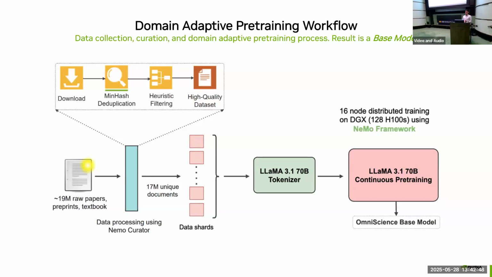And a really important part of this process is going to be the data processing. And we'll talk a lot about our data processing pipelines using NeMo Curator in a further section. And so specifically here for the Omniscience workflow, there's 19 million raw documents, preprints, and textbook entries that were pulled. And after the curation pipeline, which does things such as deduplication and some various filtering, that's reduced down to 17 million unique documents that are then used for the continuous pre-training of our base LLaMA model.